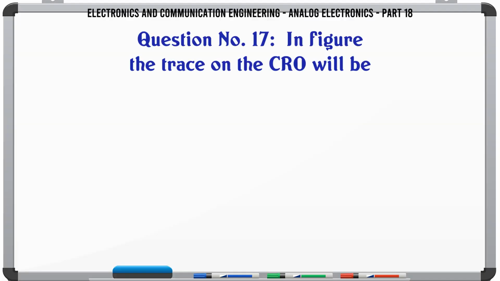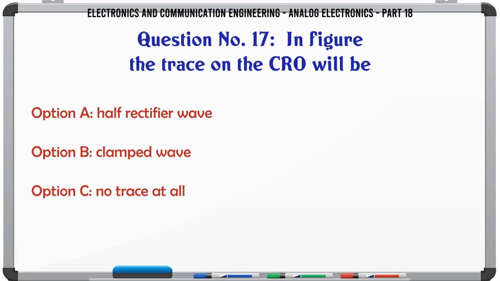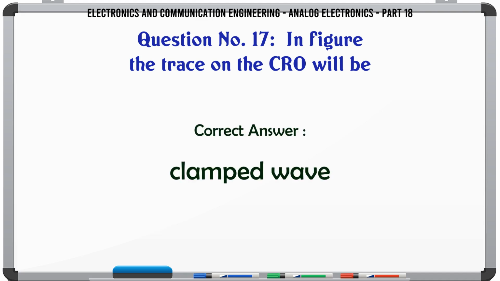In the figure, the trace on the CRO will be A. half rectified wave, B. clamped wave, C. no trace at all, D. either A or B. The correct answer is clamped wave.